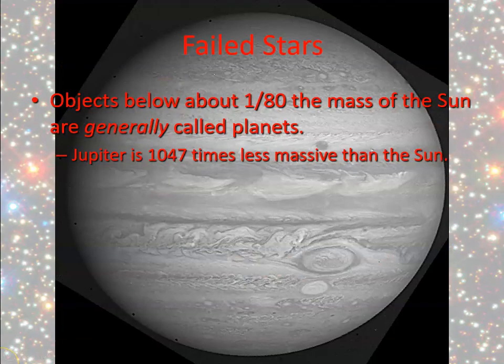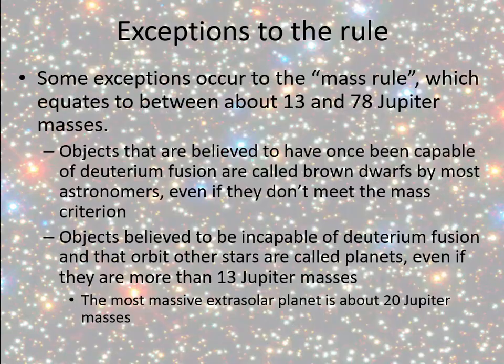Now, just a summary: objects that are less than about 1/80th the mass of our sun, that is less than about 13 times the mass of Jupiter, are generally called planets. So Jupiter is, for example, 1,047 times less massive than our sun. So sometimes people say, oh yeah, I've heard that if Jupiter was a little bit larger, it would be a brown dwarf. Well, it would actually need to be a lot larger in order to be a brown dwarf. It's much smaller than the cutoff for things that would be a brown dwarf.